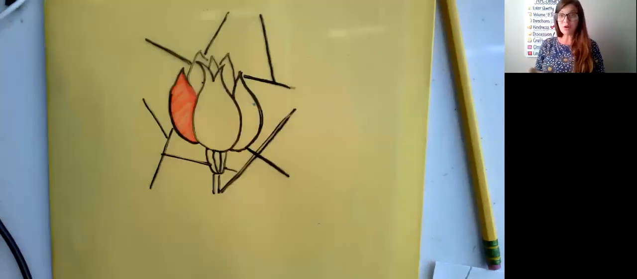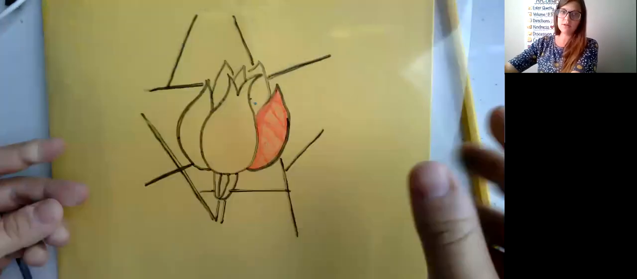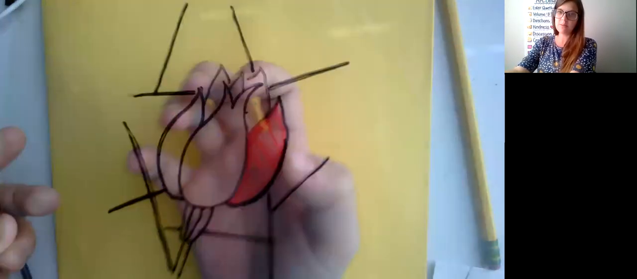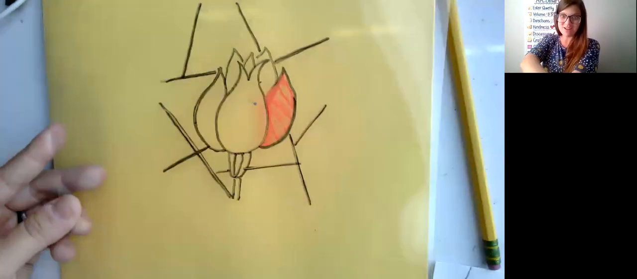And then after you're all done, you can tape it to the window and it'll look like stained glass and it'll look like the light's coming through. It'll be really pretty and reflective.